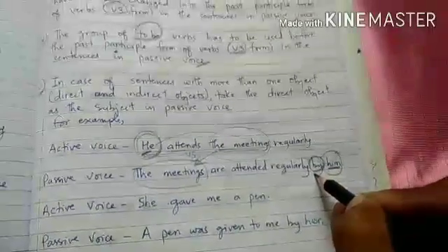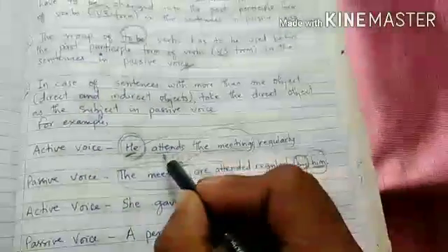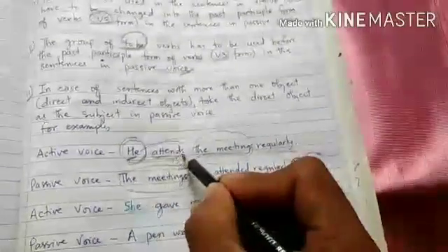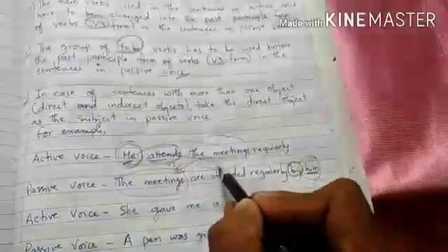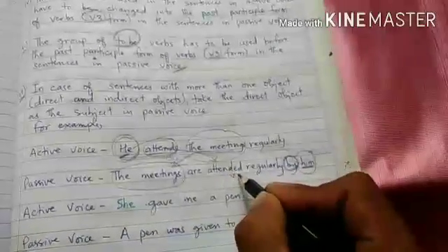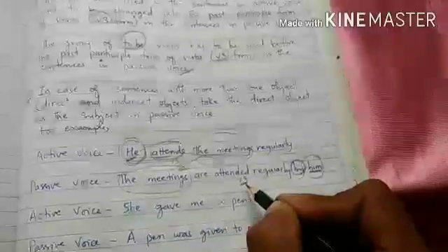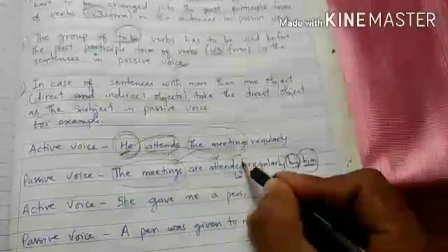Okay, and after that we have to change the main verbs into V3 form of the verb. This is V1 form of the verbs. Now main verbs are changed into V3 form of the verb. Attended is V3 and V2 both, but here it is used as V3. Okay, so main verbs are changed into V3.